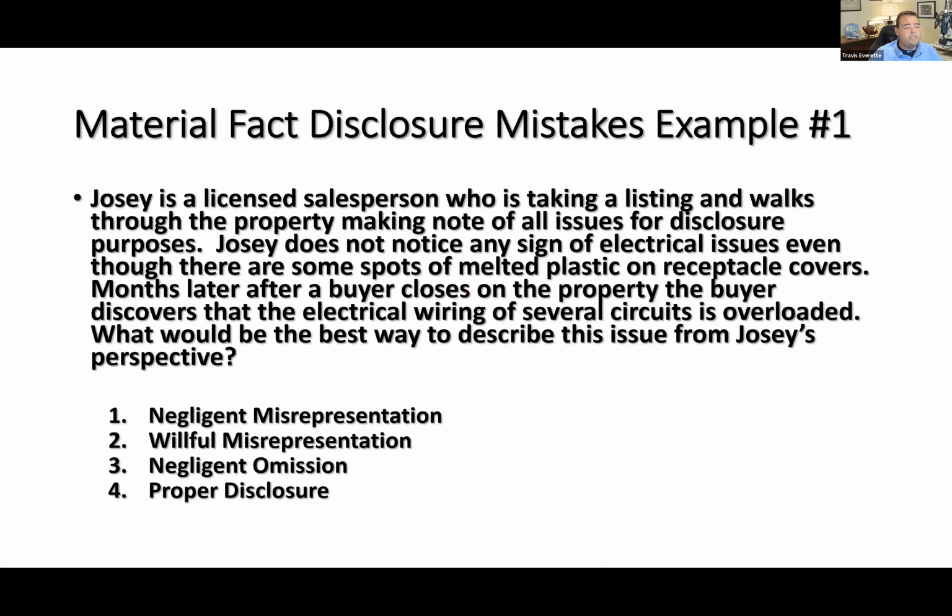It says, Josie is a licensed salesperson who's taking a listing and walks through the property making note of all issues for disclosure purposes. Sounds like they're doing the right thing so far, right?